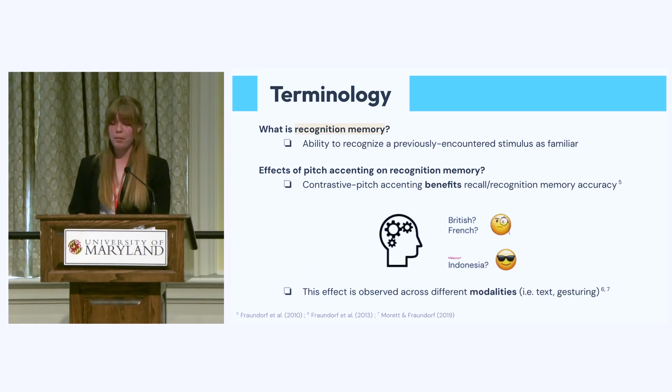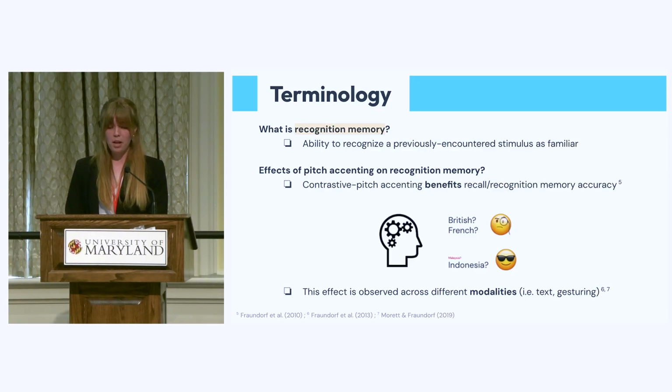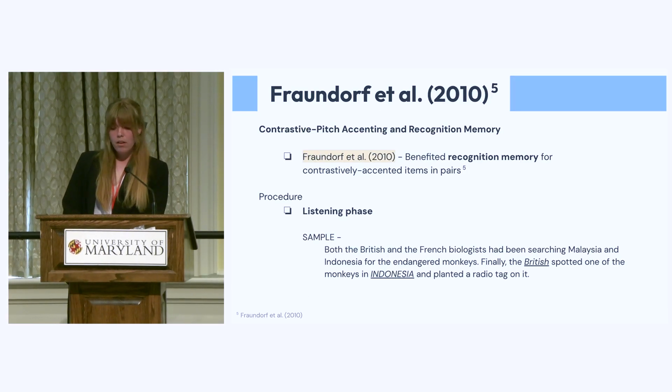And then this experiment recorded the effects of contrastive pitch accenting on recognition memory, which is the ability to recognize a previously encountered stimulus as familiar. Past studies have observed that contrastive prosody heightens recognition memory orally through verbal emphasis, over text through italics and capitalization, and then visually when speech is paired with gestural indications. Fraundorf et al. conducted a 2010 study to explore the role of contrastive pitch accenting in memory for short narratives. We'll be focusing on experiment 1 since that's the one most relevant to the current study.